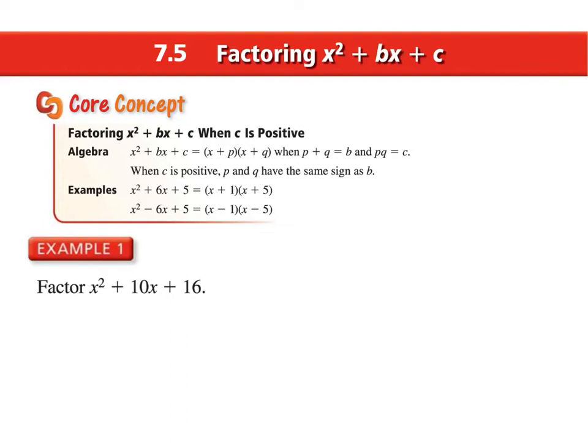All right, starting in lesson 7.5, factoring x squared plus bx plus c. Polynomials of this structure. Now I'm going to teach you a particular method that the book doesn't really show, but I find that this method works really well for students. If you have your own method, use your own method, no problem. But this is how this method works. It's called the big X method.